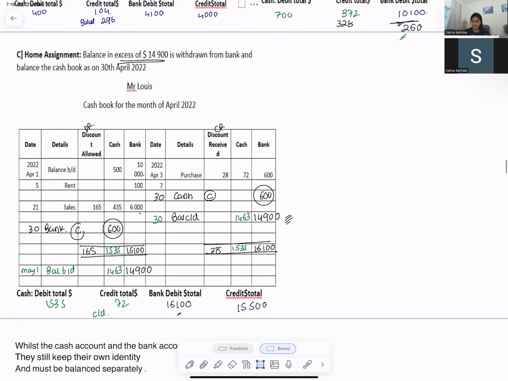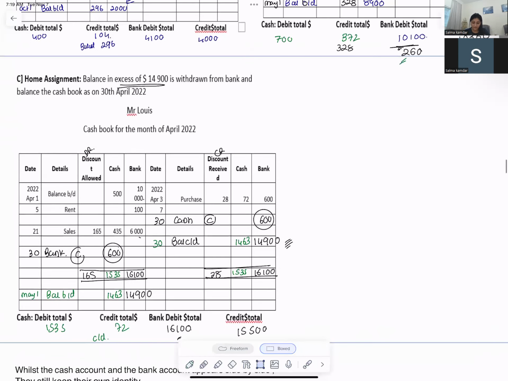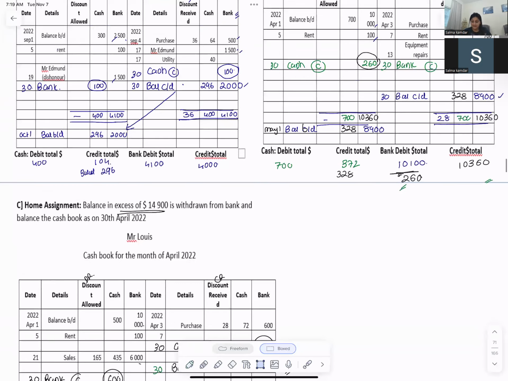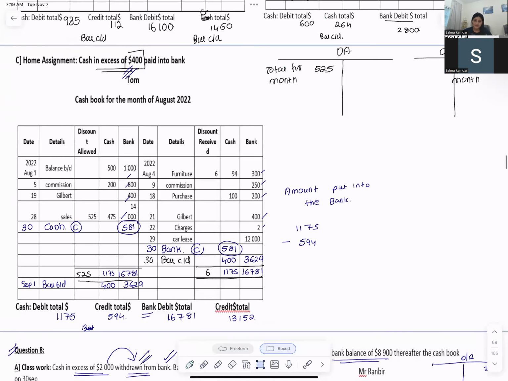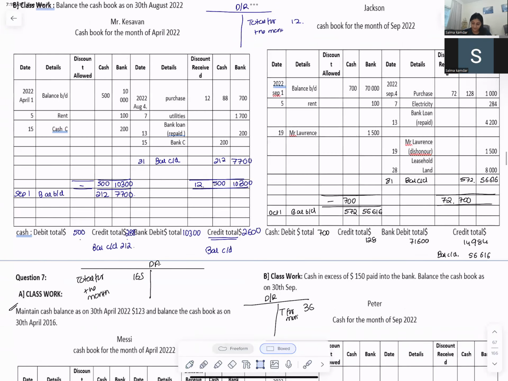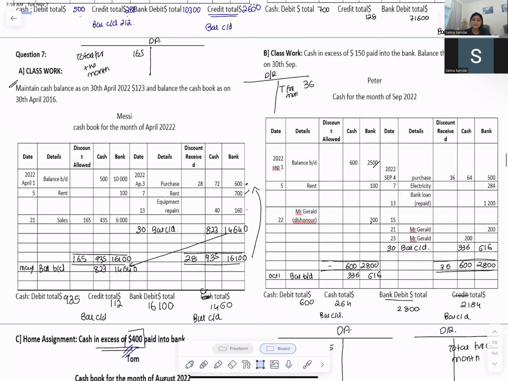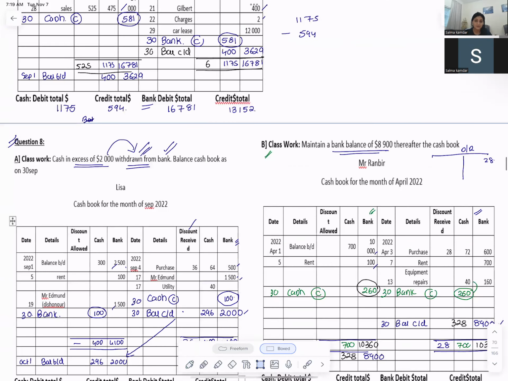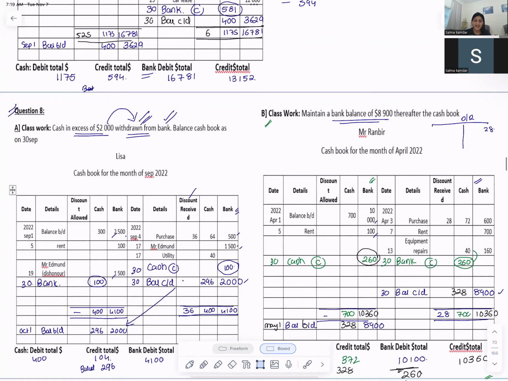So this is with the closings of the cash and bank account when specific instructions are given. Redo this again and again so that you get a nice hang of it.